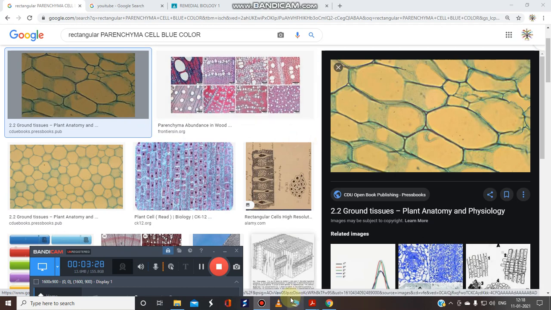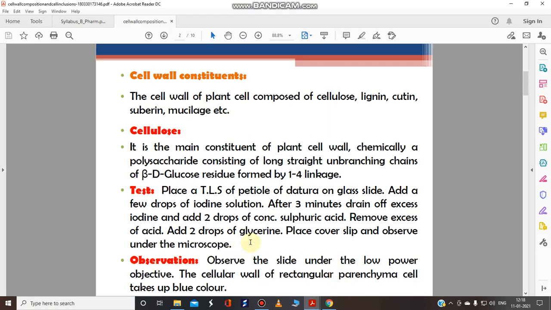And how do we detect it? Using a simple iodine solution. I hope this is clear.